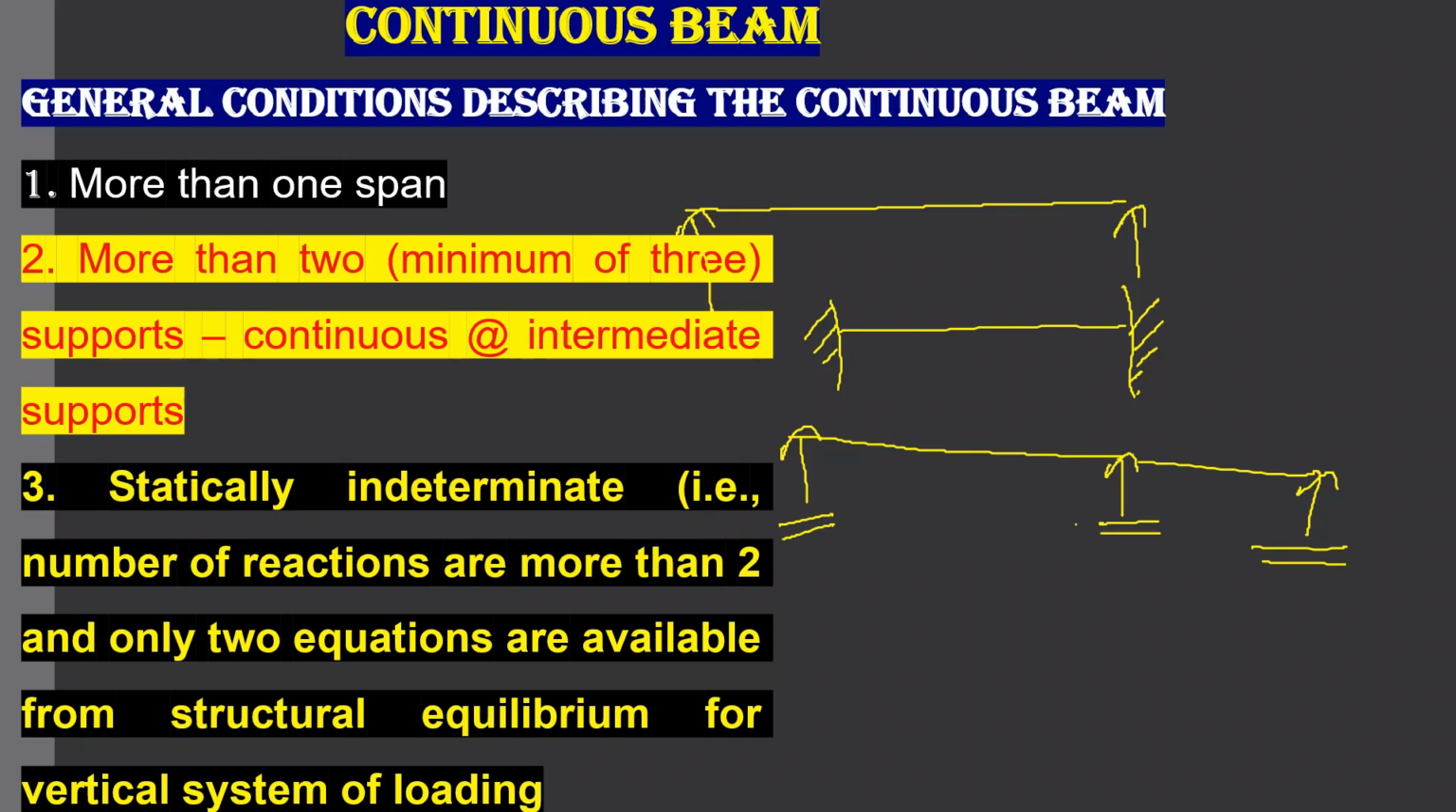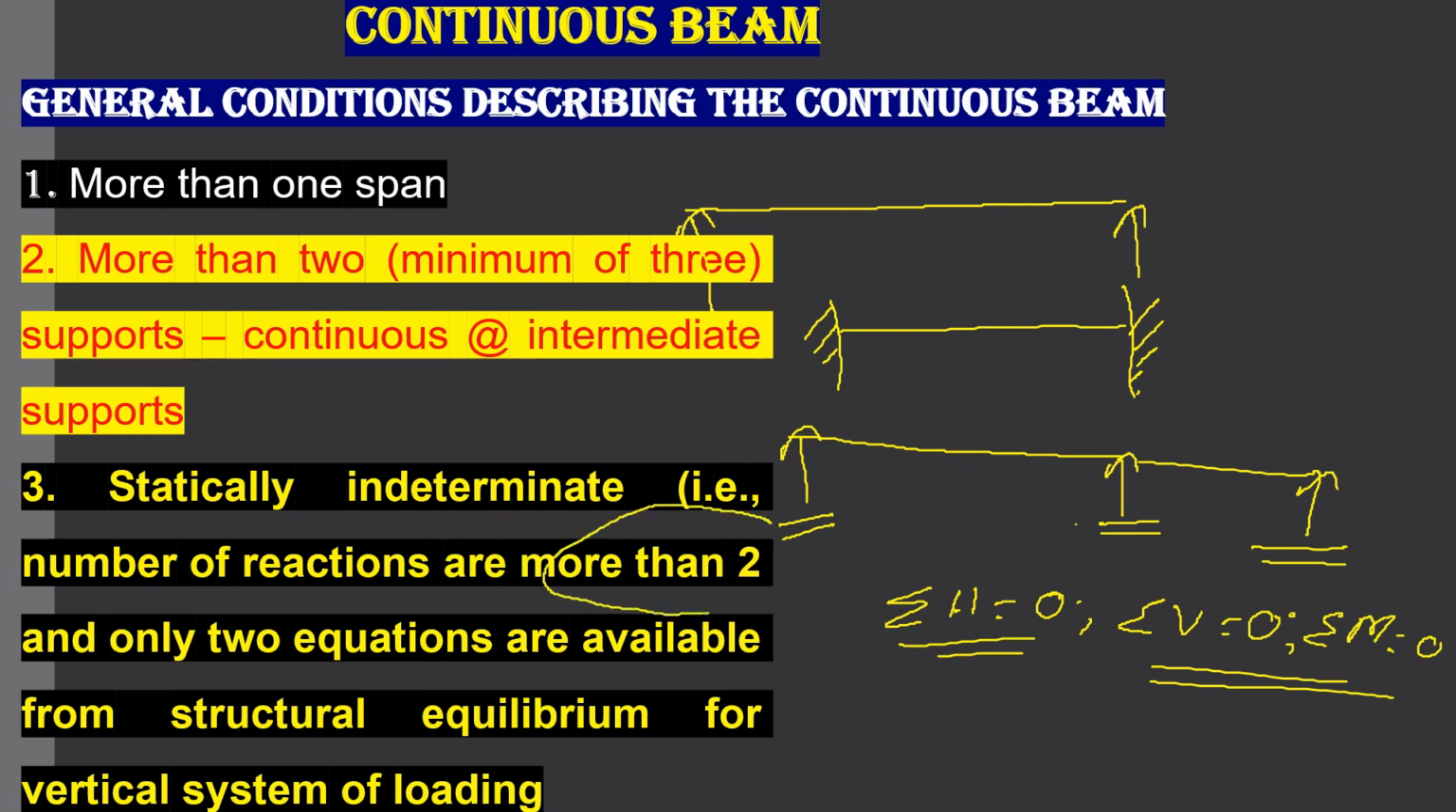And these beams are statically indeterminate. That means the number of reactions is more than 2 or 3. 2 when we are omitting the horizontal reactions. Here we know our equations of equilibrium are sigma H is equal to 0, sigma V is equal to 0, and sigma M is equal to 0. And when we have only vertical loads, we omit this condition and take only these two conditions. That is why it is written as more than 2. So in actual it is more than 2 or more than 3.